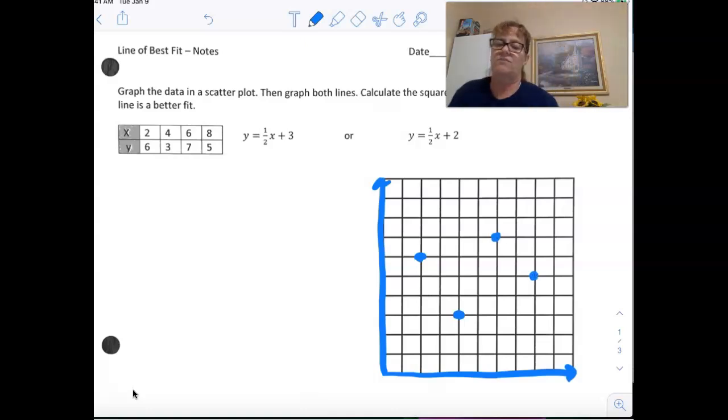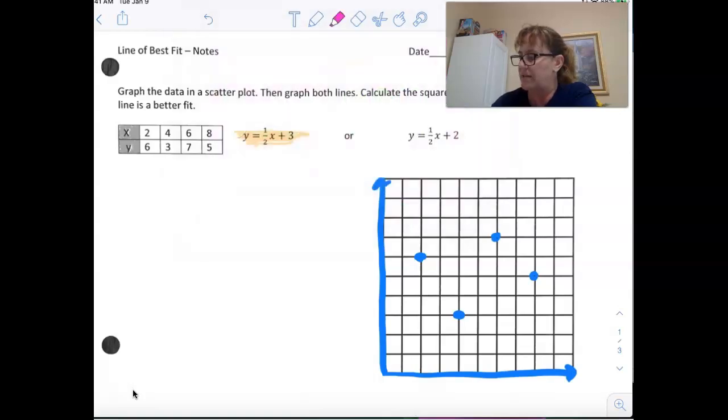Now, you could look at this and go, Mrs. Dyer, there's no correlation there. And I would have to kind of agree with you. But even with data that looks like this, we still are asked to see if there's a line of best fit. And so what I gave you here is two different lines of best fit. I gave you this one right here, and I gave you this one right here. So what we're going to do is we're going to graph those lines, and then we're going to do a special calculation from them.